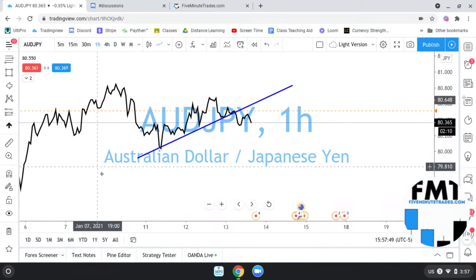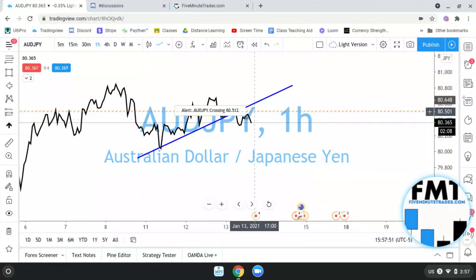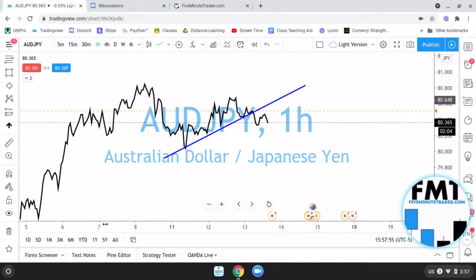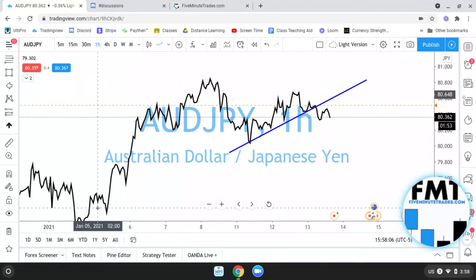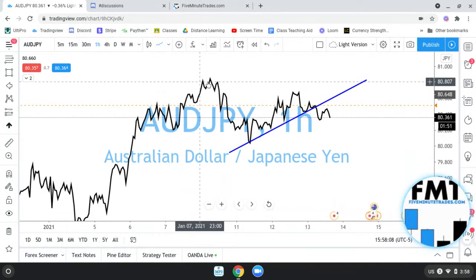So you can see that we have here the Australian dollar versus the Japanese yen. I'm going to show you how you find good trades, how you can get them at the start of the trend or as close as possible. So if you look here, you can see that the pair has been very bullish.